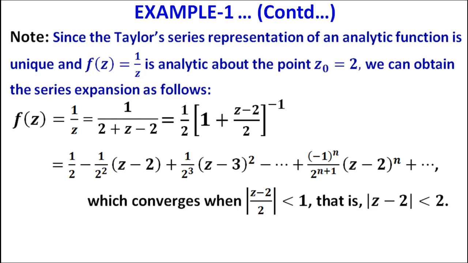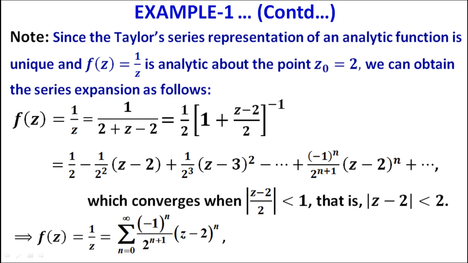Therefore we have the Taylor's expansion for the function f of z is equal to 1 by z as that, where an is equal to (minus 1) whole to the power of n times 1 by 2 power n plus 1, where n runs from 1 and so on.